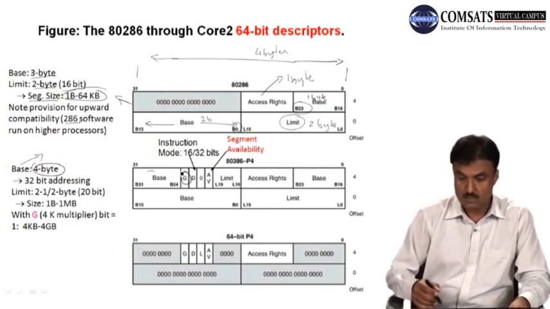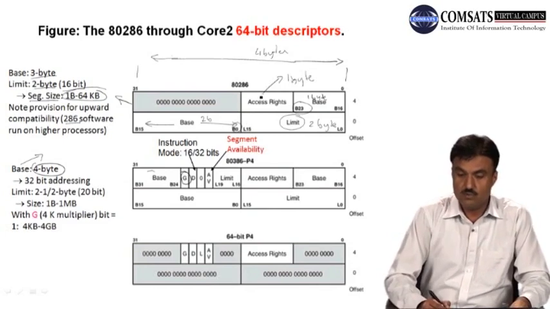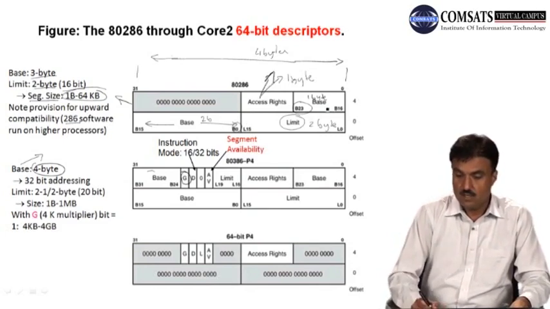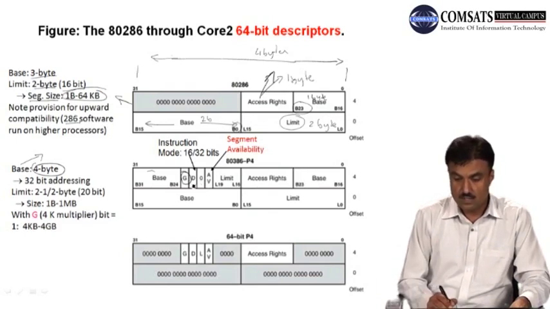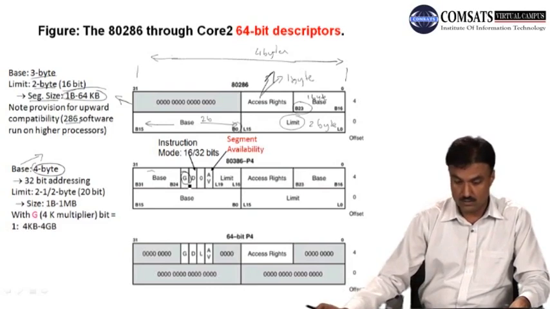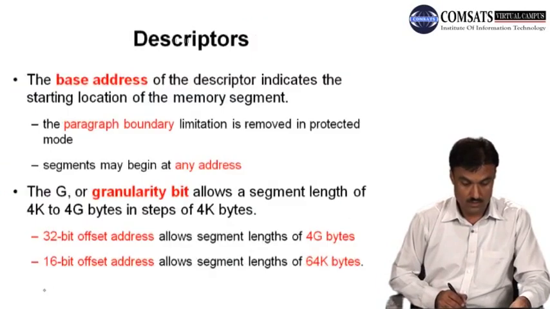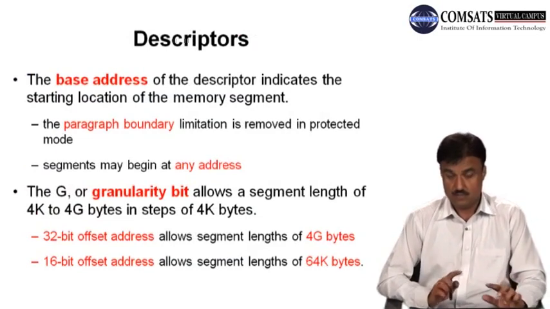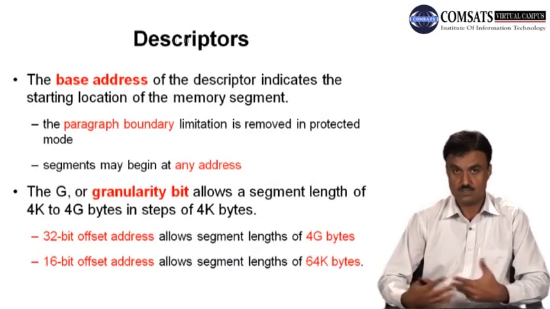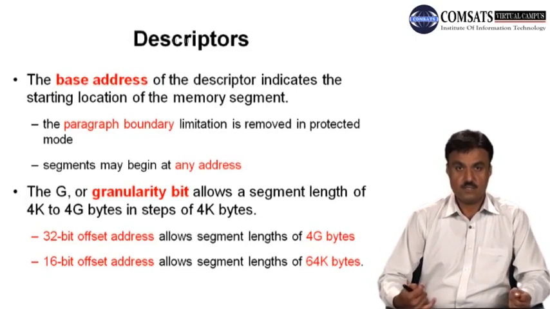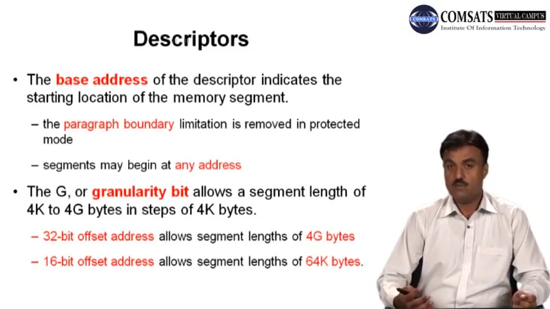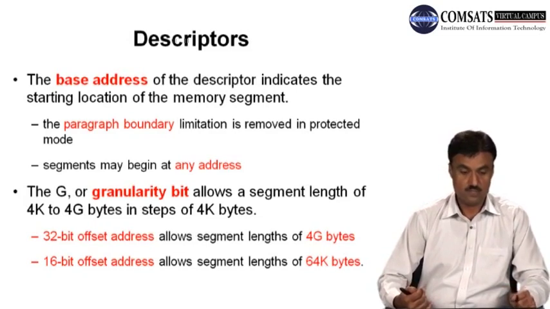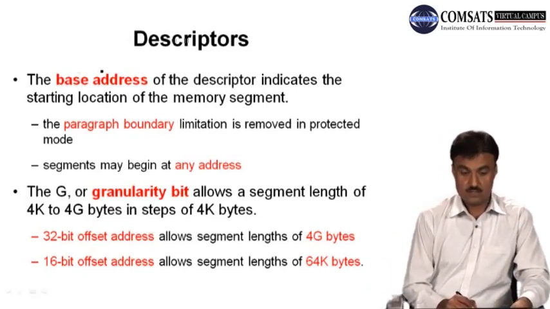So this is the global descriptor. Now we will discuss all these things in more detail, like what the access rights are, how we can use base, how we can use limit, and what these registers and values are. You have previously seen the structure of the descriptor in the 80286, the 386 up to P4, and for 32-bit and also for 64-bit. Now we will discuss what is inside in more detail.